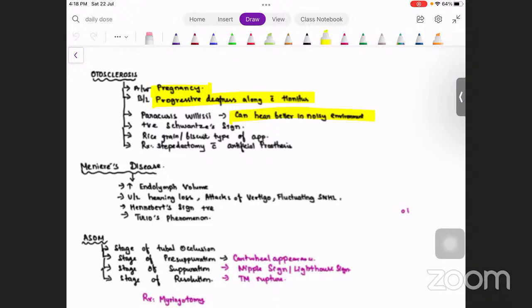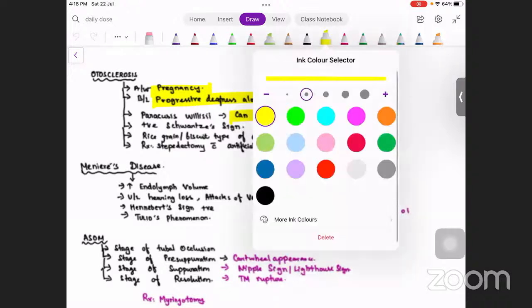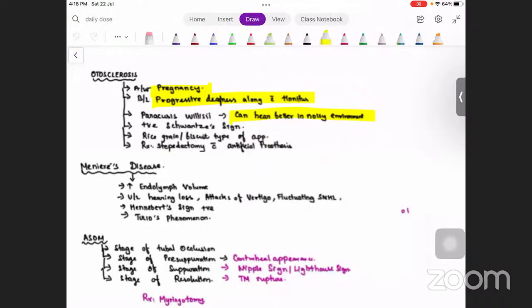Progressive deafness along with tinnitus, and paracusis willisii, where the patient can hear better in a noisy environment, and the patient may show a positive Schwartz sign. Apart from that, you may see a rice grain or biscuit crumb type of appearance. The treatment of choice is stapedectomy with artificial prosthesis, which we use for otosclerosis.